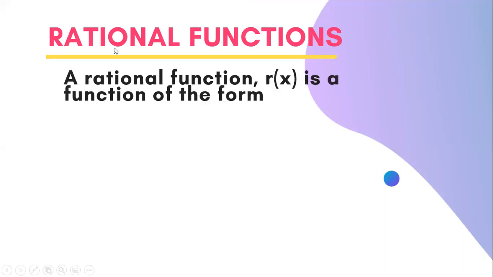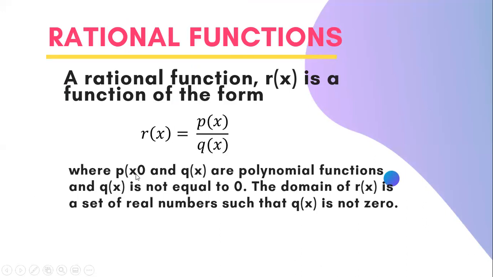So here, when we say a rational function, r of x, that's the symbol for rational function, is a function of the form r of x equals p of x over q of x, where p of x, the numerator, and q of x are polynomial functions. So it can be a linear function, a cubic function, a quadratic function, or a constant function. And q of x is not equal to 0. Why? Because once your denominator becomes 0, the whole function will be undefined. So as much as possible, do not make your q of x or your denominator equal to 0.